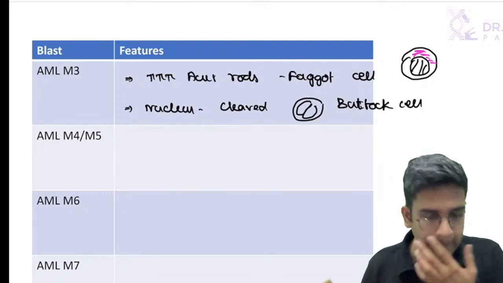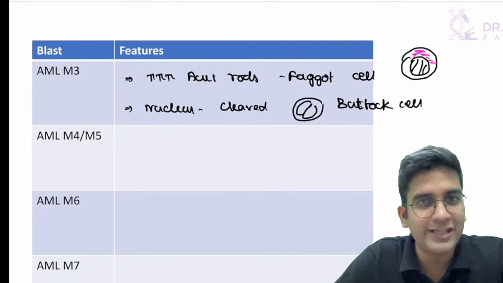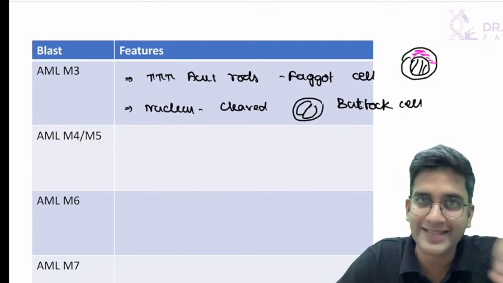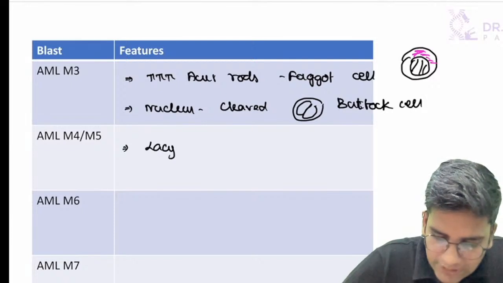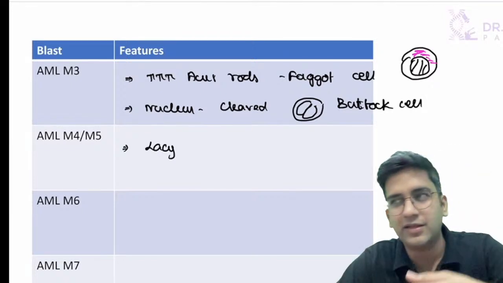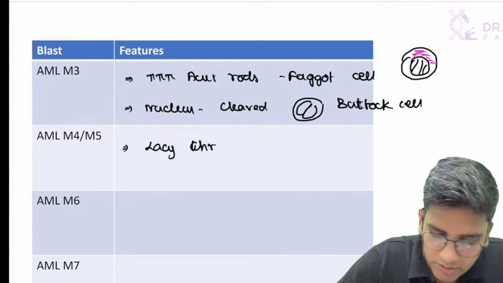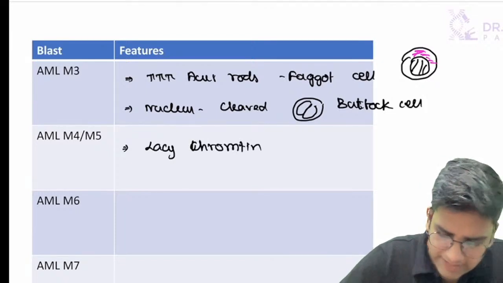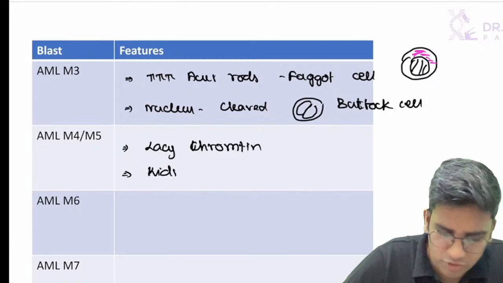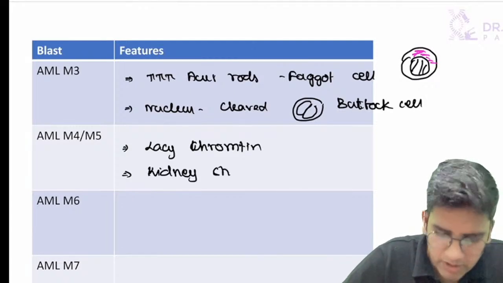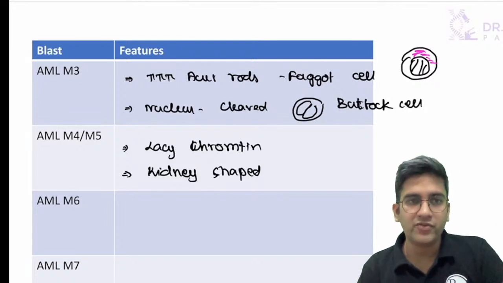M4 is monocytic, right? M4 again has the two findings, high N:C ratio and a very big cell, more than 2 to 3 times. In addition to that, they have something called lacy chromatin. It will be not thick, very thin or lace-like chromatin. It's very open chromatin, so called lacy chromatin. The nucleus, like any normal monocyte, will be kidney shaped. A kidney-shaped nucleus and lacy chromatin, no granules, I think of an AML M4 or M5.